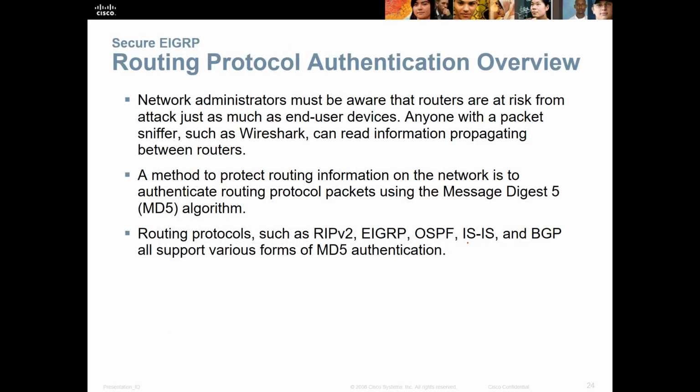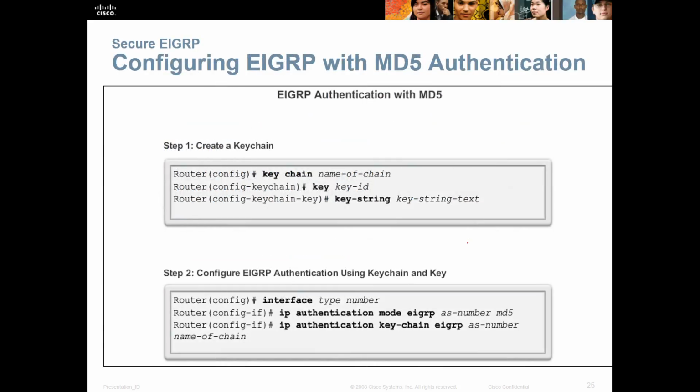Routing protocol authentication, very similar to OSPF, except this time we're going to be using the MD5 algorithm only, whereas with OSPF you could do open, weak or simple, or MD5. With EIGRP, you're kind of limited to MD5. So how do we set up the authentication? Sadly, this is going to be a little bit more work here.